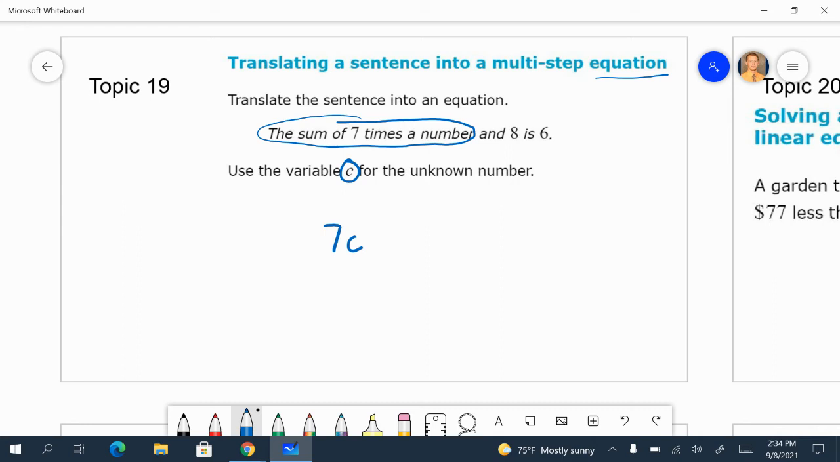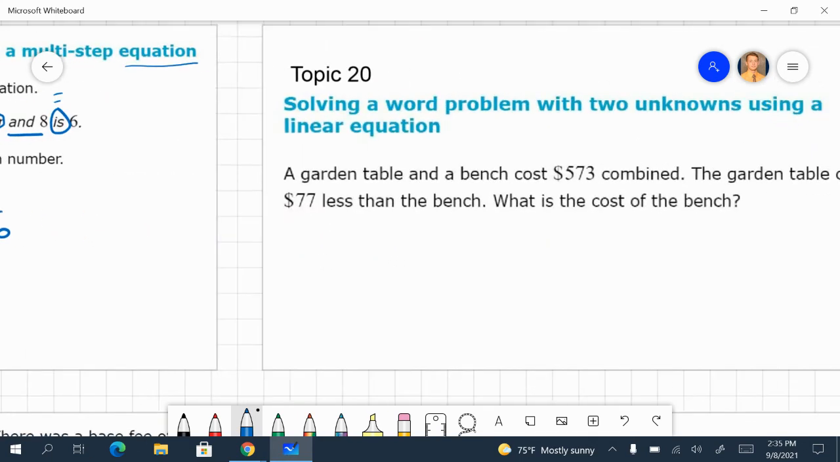The sum of 7 times a number means we're going to add that 7C to something else. What are we adding it to? We're adding it to that 8. Is always a good identifier for the equal sign, and we would put the 6 there at the end. So again, I just want to read this for you one more time. The sum of 7 times a number, so sum means addition, so we're adding these two things together. The first thing we're adding is that 7 times a number. The second thing we're adding is that 8. And there's your final answer for topic 19.